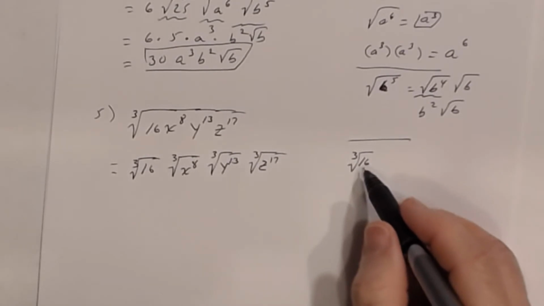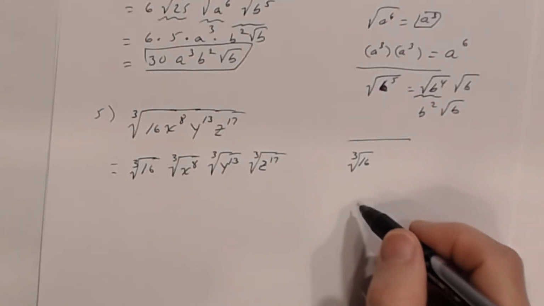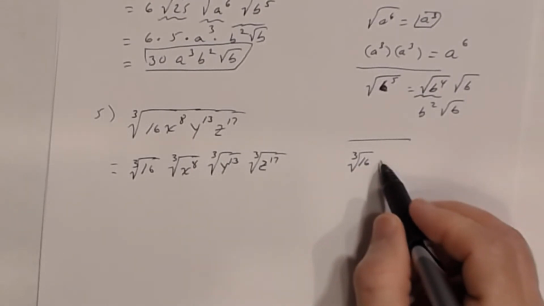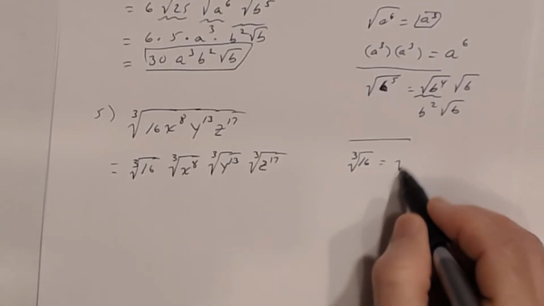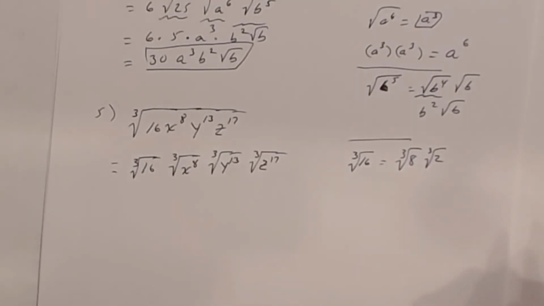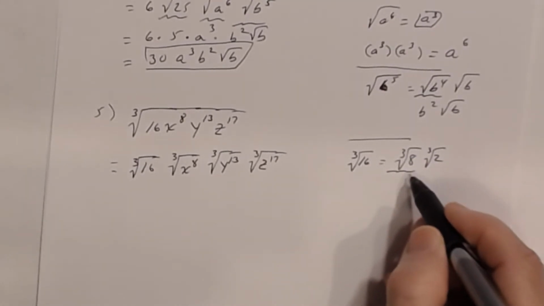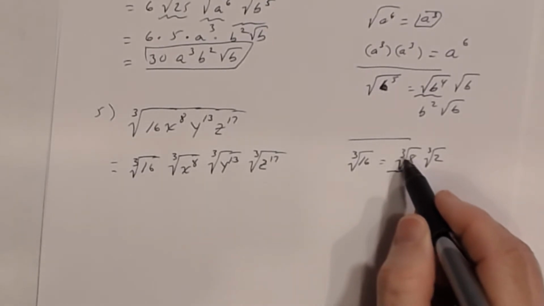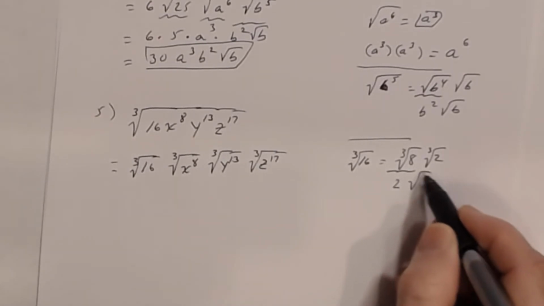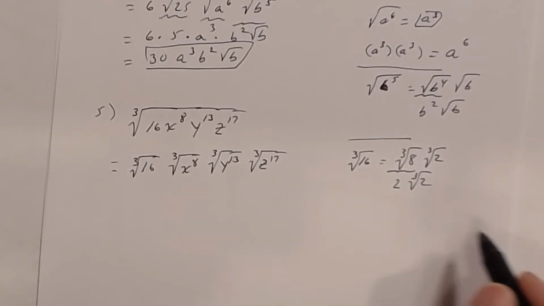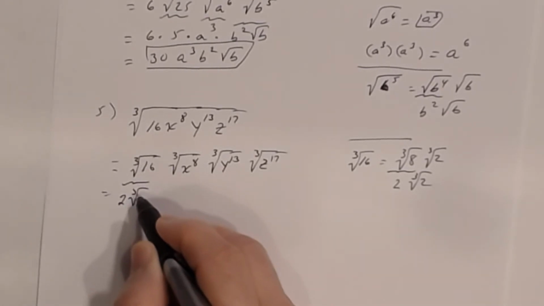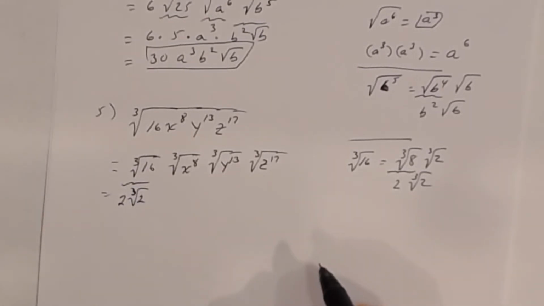All right, so let's ask ourselves, can I simplify the cube root of 16? So is there a perfect cube that goes into 16? This time you're dealing with perfect cubes. And the answer is yes, 8. So I can rewrite this as the cube root of 8 times the cube root of 2. And the cube root of 8, what times itself 3 times is 8? The answer is 2. So this is 2 times the cube root of 2. So that's going to go here.